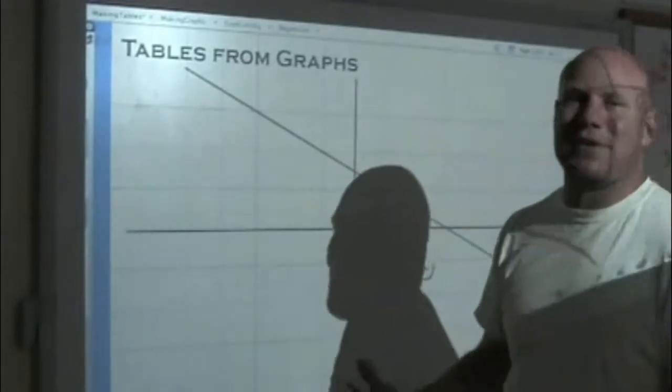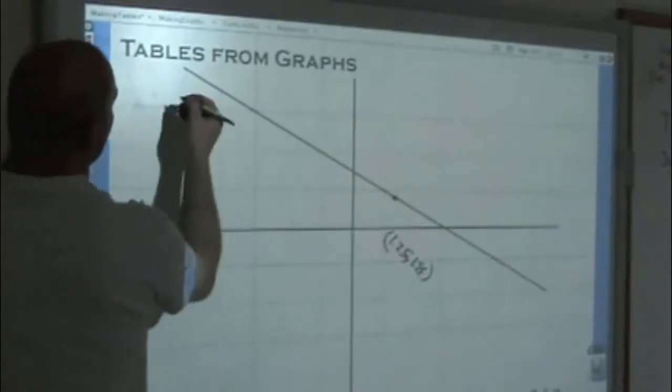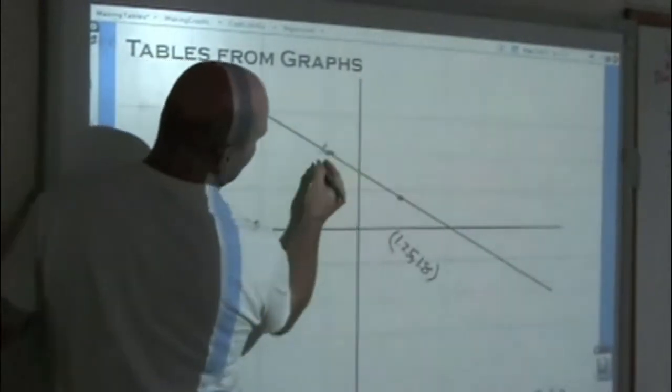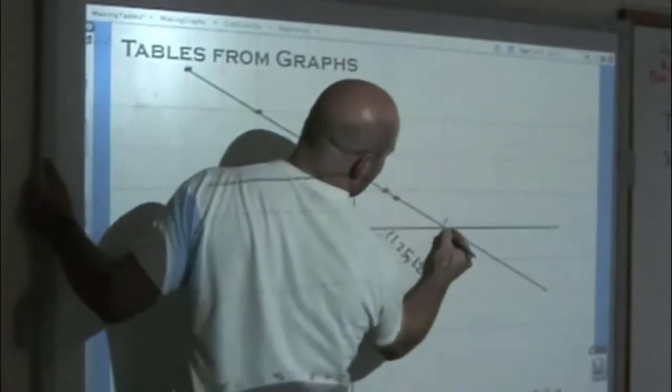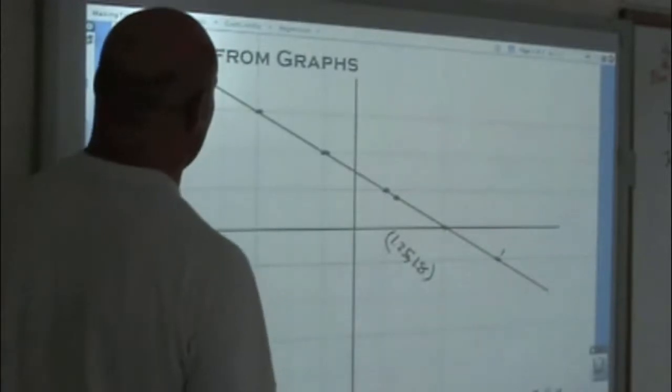But at the same time, is there a way to create a table from the graph? Yeah, look and see where it goes through. Looks like it goes through this point. Looks like it goes through that one. Looks like it goes through that one. Looks like it goes through there. Looks like it goes through there. And I can just keep going on forever, actually, in both directions. It'll come up with a whole bunch of points.